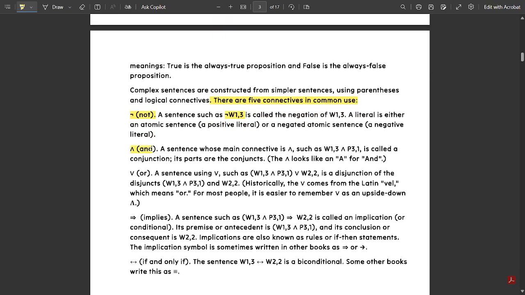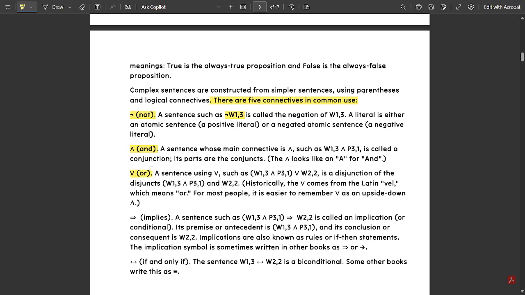Next is this symbol here, the and symbol. A sentence whose main connective is and, such as W1,3 and P3,1, is called a conjunction. Its parts are the conjuncts. This looks like an A for and, suggesting that you want to connect any two possibilities at the same time. So we use this connective, that is, and.